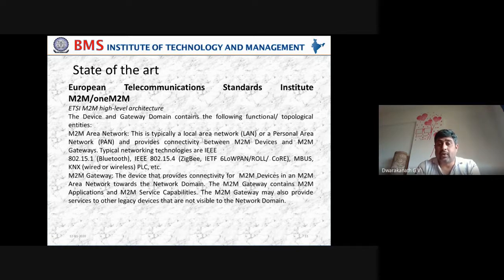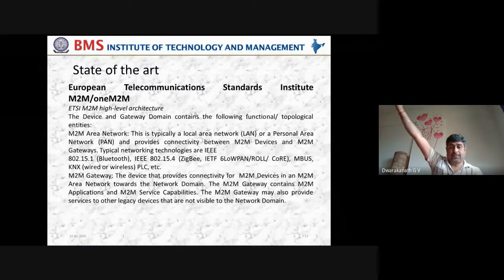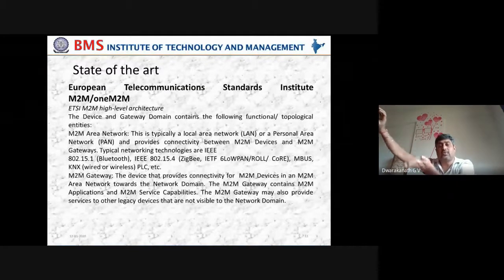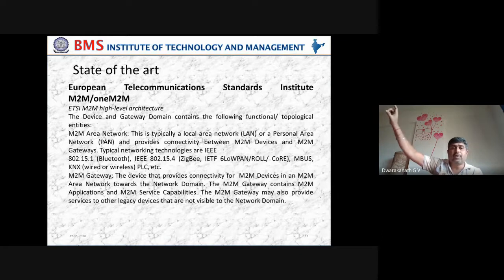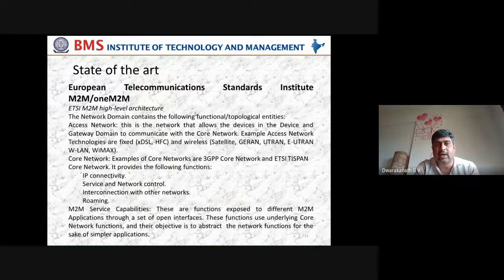Then what is an M2M gateway? If you want to connect to the internet, it is the device that provides connectivity for M2M devices in an M2M area network towards the network domain. I want to connect to the cloud. For that, what you use is a gateway. That means NodeMCU is a gateway for your Arduino, and ESP8266 provides the connectivity there. The M2M gateway contains M2M applications and M2M service capabilities. The M2M gateway may also provide services to other legacy devices that are not visible to the network domain. That will always be done with an M2M gateway.